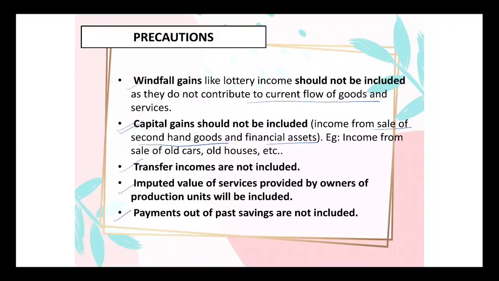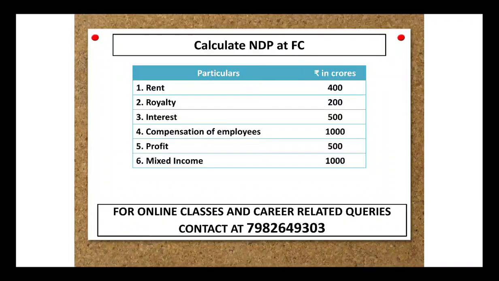Always remember that in the initial sessions we covered what domestic income and national income are. There's always a word used: we are talking about the current flow of goods and services for the particular year, during a given period of time. So that is why we'll not be including any past savings also.